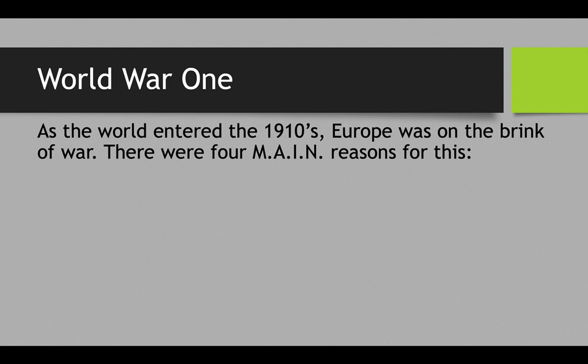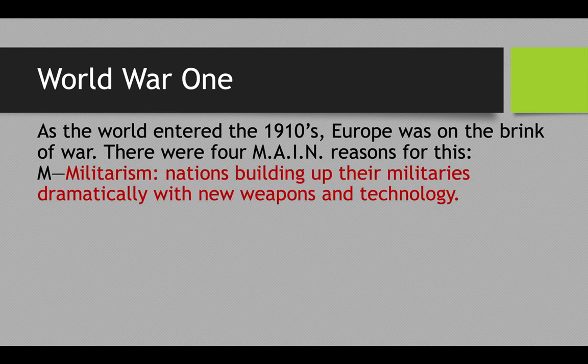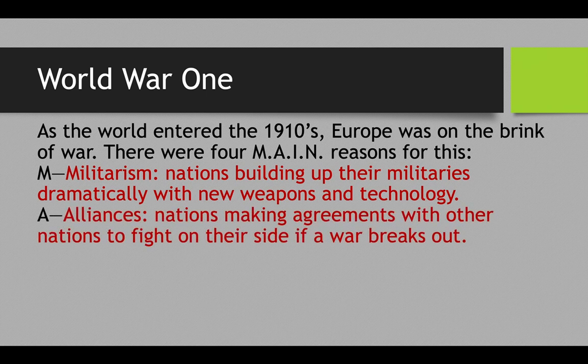Well, as the world entered the 1910s, Europe was really on the brink of war, and there were four main reasons for this, and we can break it down into this acronym MAIN. The first long-term cause of World War I was militarism. Militarism is when nations build up their militaries dramatically with new weapons, new technology, and at this time you have a lot of new military technology, and nations are building up their militaries. And eventually, if you're spending so much money on weapons, you're going to want a chance to use them.